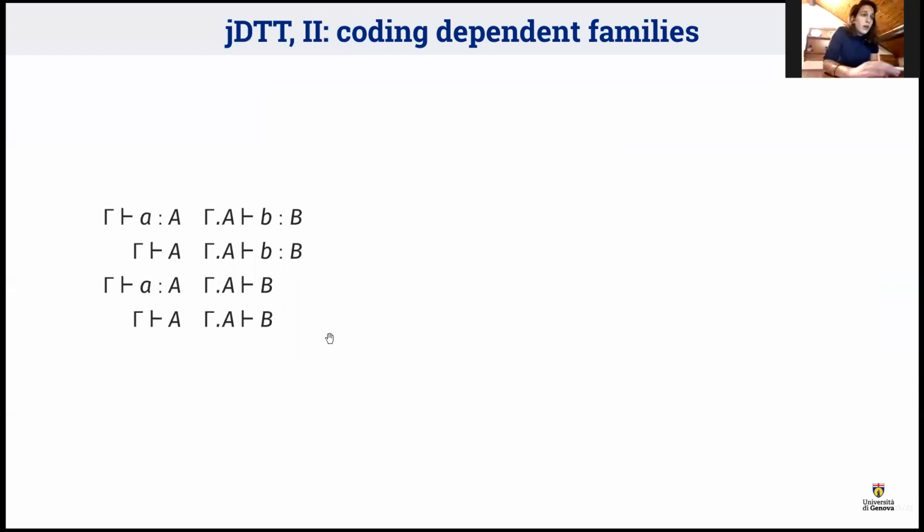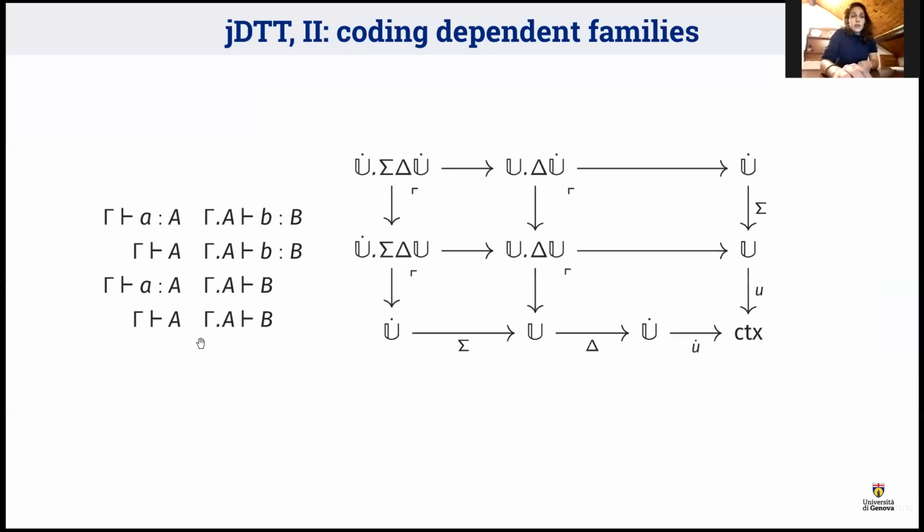So maybe one of the hardest parts of coding dependent types is that of dependent families, so coding pairs as the form that I wrote here. And the way we do it, as I mentioned, is pullback. So if you read down here, we have a term of type A, then it goes through sigma into its type, then through delta its extended type via terms, and then we just forget everything and get to this context, so gamma.A.